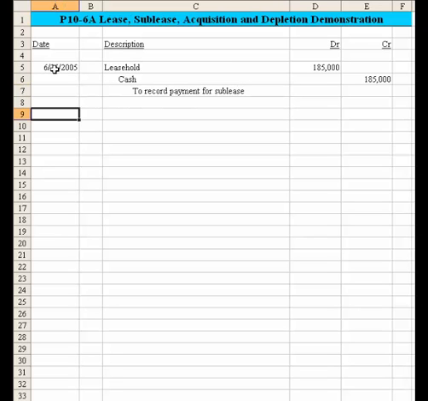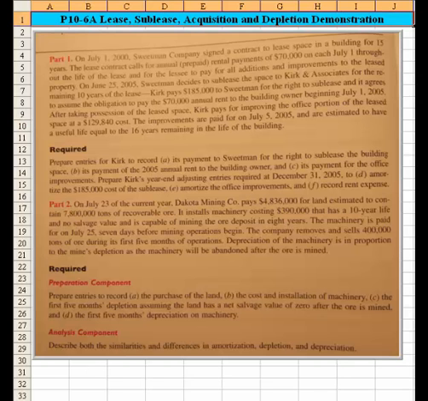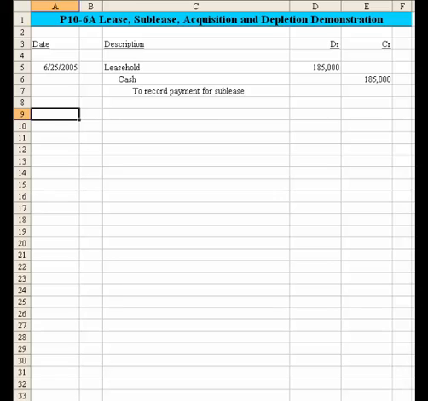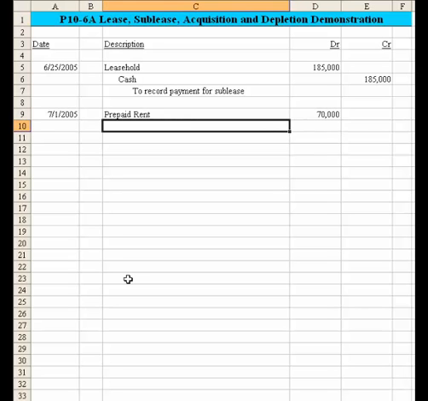Okay, now let's record the prepaid annual lease rental. That's the $70,000 payment right there to the building owner. So on July 1st of 2005, we're going to record a debit to prepaid rent for that $70,000. It's prepaid because it hasn't been used up yet. We'll take a credit to cash in the same amount. And we'll list that as credit to cash to record the prepaid annual lease rental.